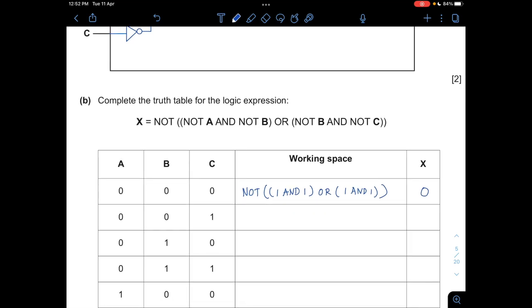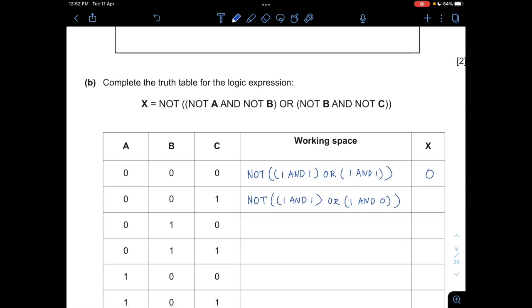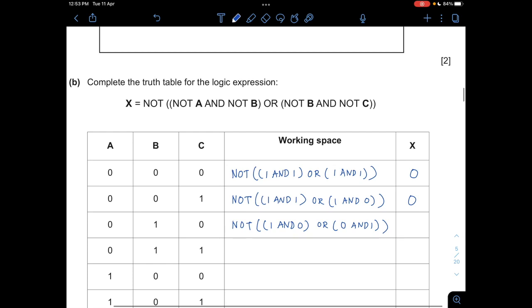Right? Same goes for the second one. We also draw like this. 1 and 1, or 1 and 0. Because now C is 1, so not 1 will be 0. So 1 and 1 will be 1, and 1 and 0 will be 0. So 1 or 0 will still get 1, so not 1 will be 0. Okay, then the next one, B is 1, so 1 and 0, or 0 and 1. So both of these will give you 0, because 1 and 0 is 0, or 0 and 1, 0. So 0 or 0, you get 0, not 0 will be 1.